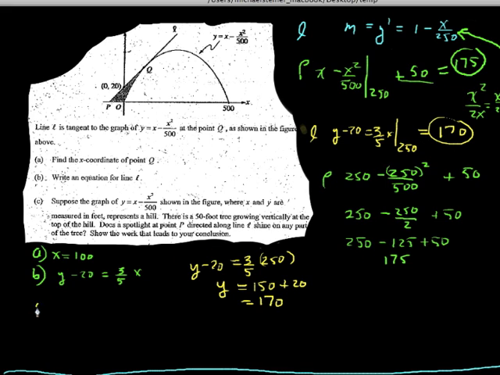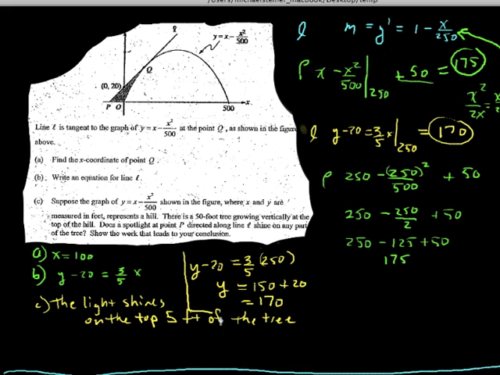So we can say the light shines on the top 5 feet of the tree. Isn't that nice? Didn't even need a calculator. Hopefully this is clear. The top of the tree is up at 175 feet, and this line right here, where the flashlight shines, starts at 170 feet and then goes up.